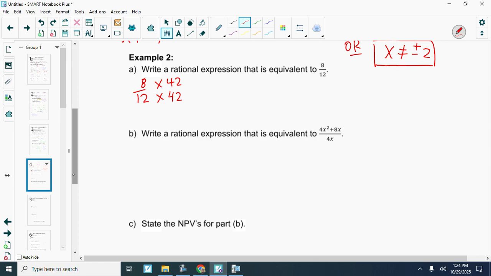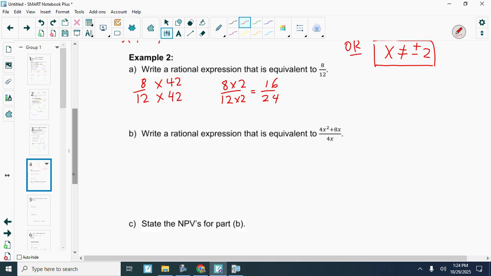Whatever you do to the top, you have to do to the bottom. That's how you keep it equivalent. Equivalent means the same. If this were me, I probably would have done 8 times 2 and 12 times 2 in order to get 16/24. Guys, you can multiply up to get an equivalent fraction.